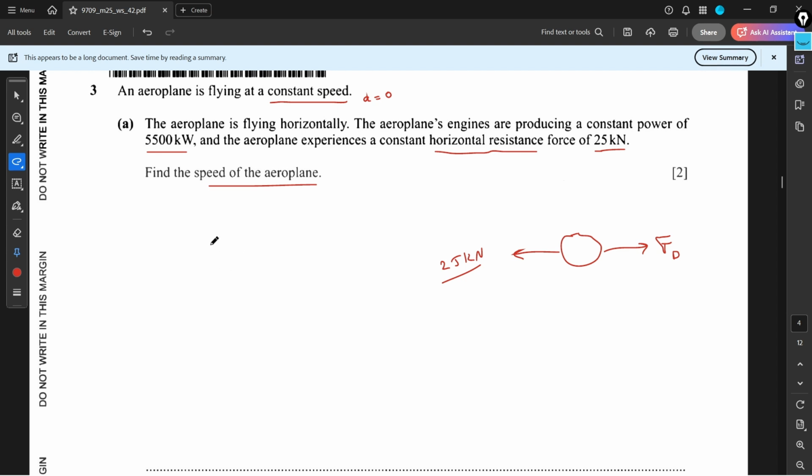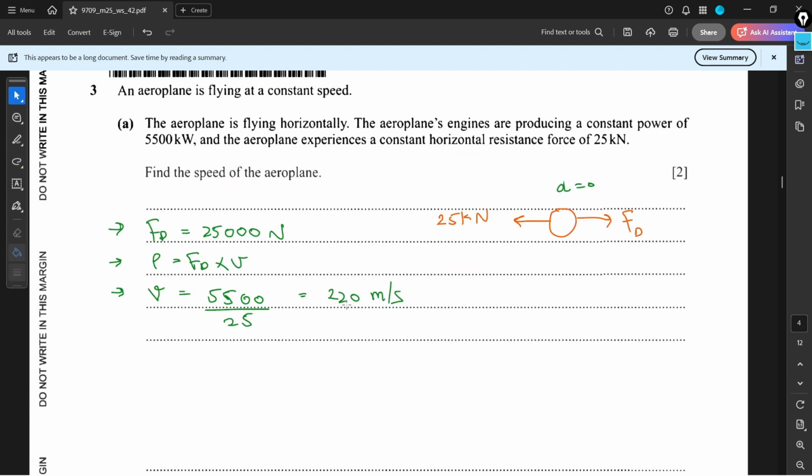I can find out the velocity just by applying power is equal to the driving force into the velocity formula. And therefore the answer over here is going to be, let me show you, 220 meter per second. That's how we solve the first part.